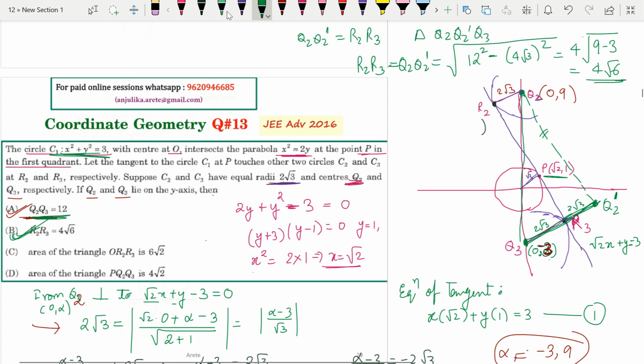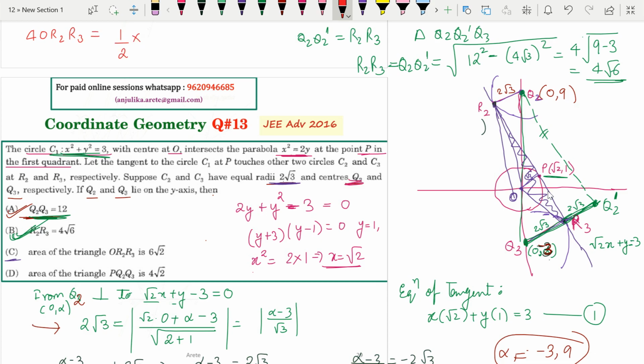Now let's work with the C part. It says the area of the triangle OR2, R3. So where is that? This is O, and R2 is here. Let's complete that up. OR2, R3. This triangle they are talking about. What's the area of the triangle OR2, R3? Half times base times height. Let's do that. Half times base.